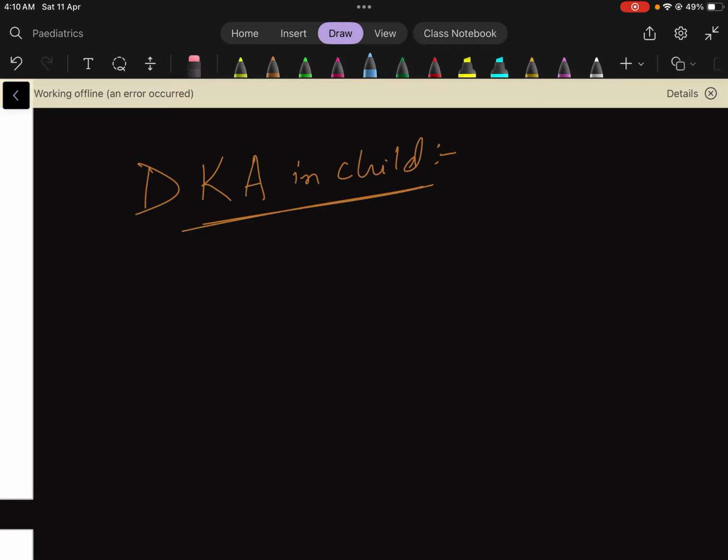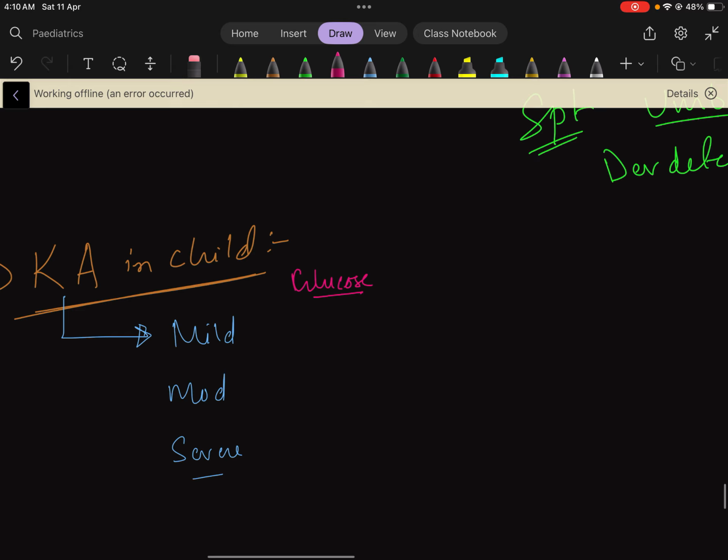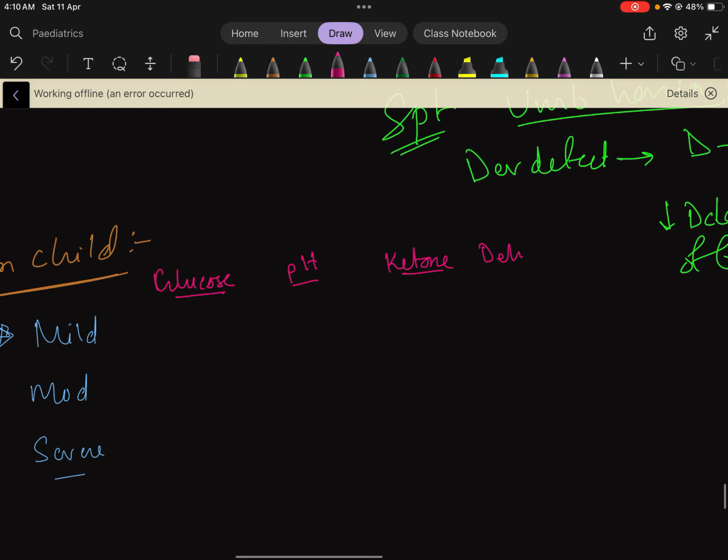So next what we need to do is we want to classify DKA on the basis of the features. So we have mild, moderate, and severe. It will be classified on the basis of, of course, we have diabetes. So in diabetes we have glucose, and then this ketoacidosis. Acidosis means we'll see the pH, and then we will see ketone bodies, and of course there will be dehydration as well.